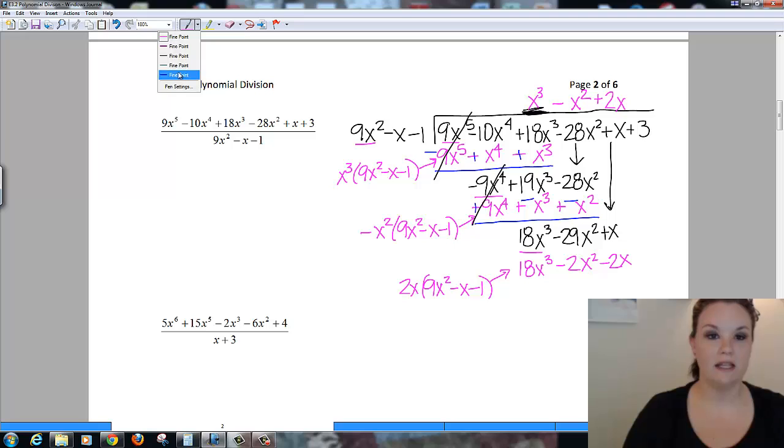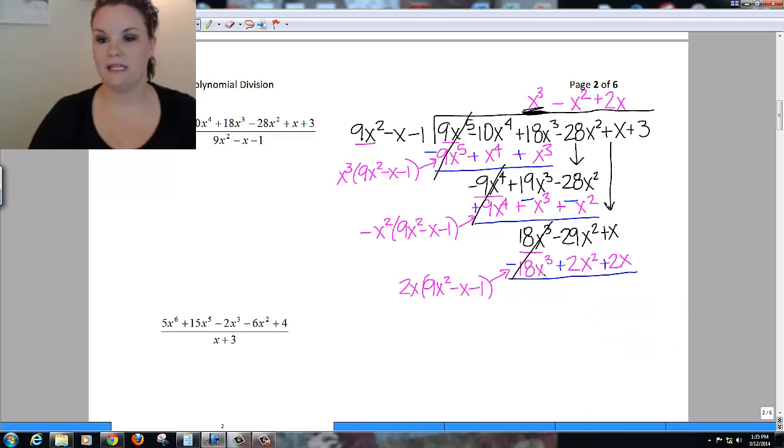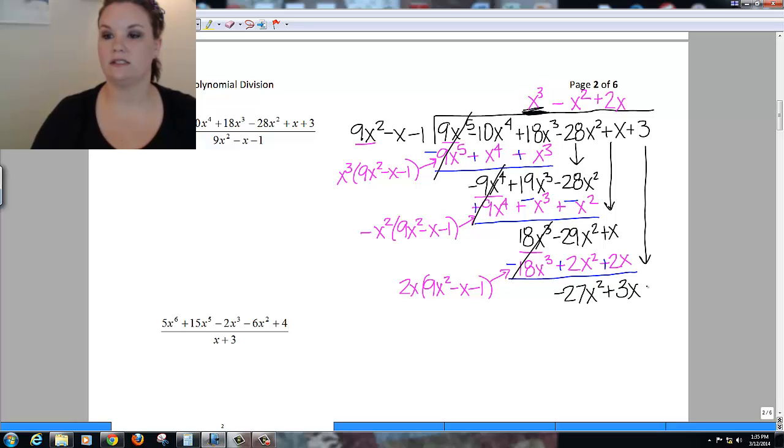Then I draw my line, change my signs, which makes them negative, positive, positive, and I combine down. So my 18x cubes cancel, and I'm left with negative 27x squared plus 3x. Okay, and then I bring down my last term, which is plus 3. One more time, I look at my leading term, which is 9x squared, and I want it to look like negative 27x squared. So I just need to multiply by negative 3.